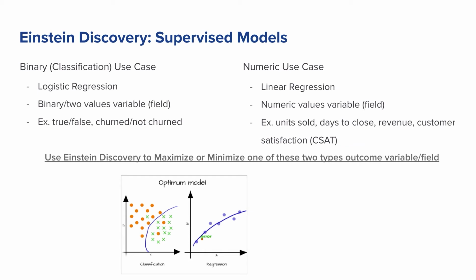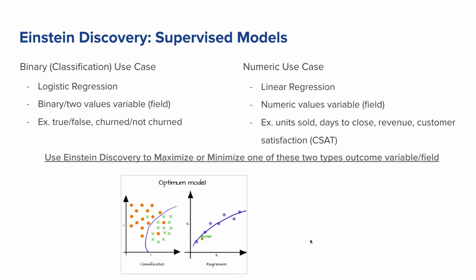And what can we do with Einstein Discovery? We can create, again, supervised models that are used to predict or to be deployed as predictions. I'll go over how these terms or assets fit together on a different slide. But mainly what we can do with the product right now is binary classification and numeric use cases. Meaning you can use this tool to minimize or maximize a number, such as an amount of opportunity. It could be anything. That's a numeric, so units sold, days to close, revenue, customer satisfaction.